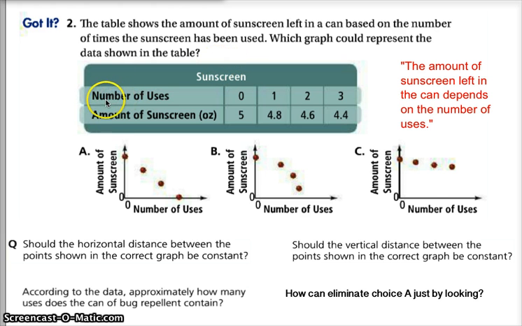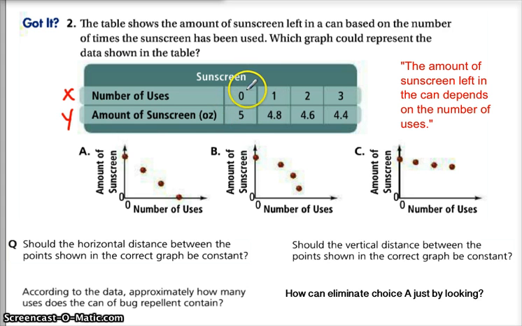Let's look at the table, and we have two rows. Each row represents a variable. The first row, the number of uses, represents our variable that is on our x-axis in all three graphs. Amount of sunscreen is represented on the y-axis. Each of those are our variables, number of uses and amount of sunscreen.